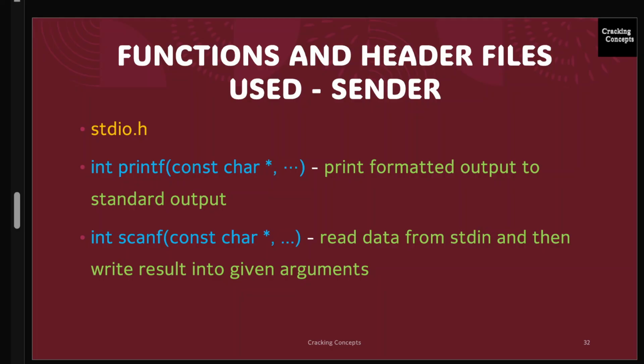Then we have the header file stdio.h. From that we use the printf function to print the formatted output to the standard output, and scanf to read data from the standard input and then write the result into the arguments given here.